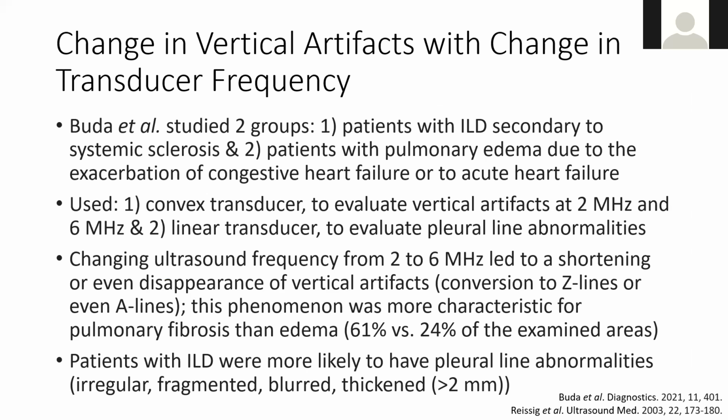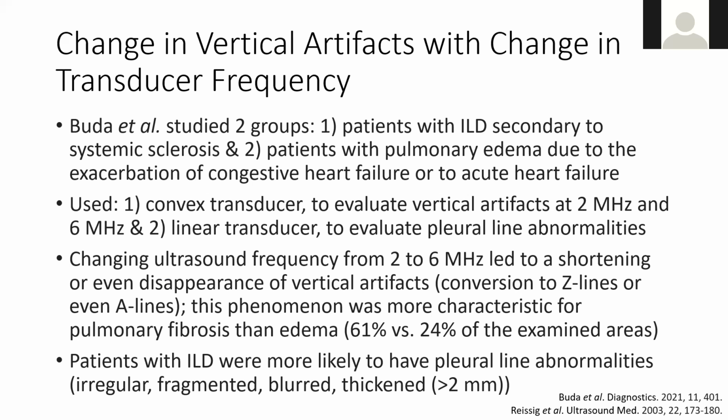Something else that's emerging in terms of how we can assess for ILD using lung ultrasound is perhaps looking for a change in vertical artifacts with change in transducer frequency. In a study from 2021, Buda et al. looked at two groups, patients with ILD secondary to systemic sclerosis or scleroderma, as well as patients with pulmonary edema due to CHF. And they used the convex transducer to evaluate vertical artifacts at two different frequencies, 2 megahertz and 6 megahertz, and then the linear transducer as well to evaluate for pleural line abnormalities.